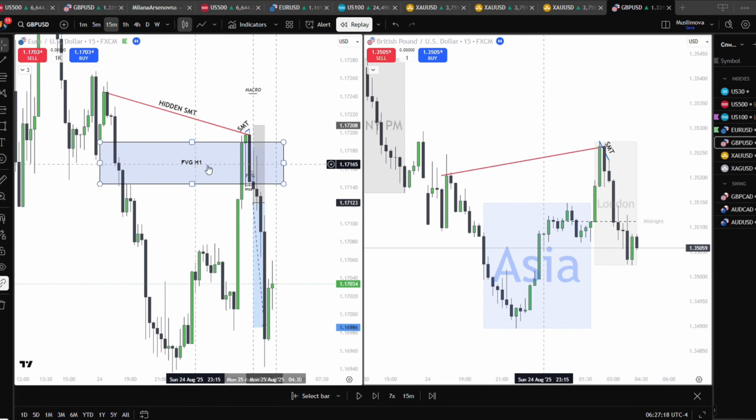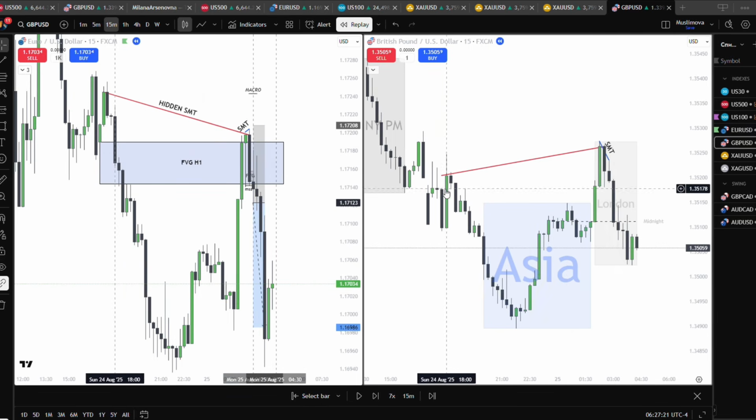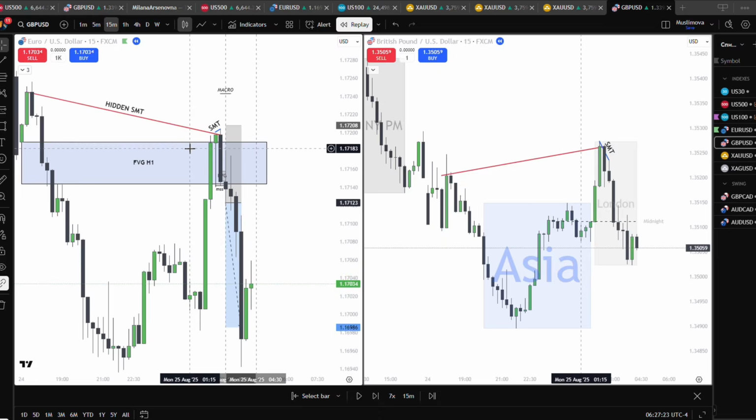First, high time frame context: the price was approaching a key interest area on the high time frame. Second, divergence signal: inside this zone, a hidden divergence was visible. Subsequently, an SMT divergence formed on the lower time frame. And third, macro confirmation: during the macro window, we got confirmation from a market structure shift signal.